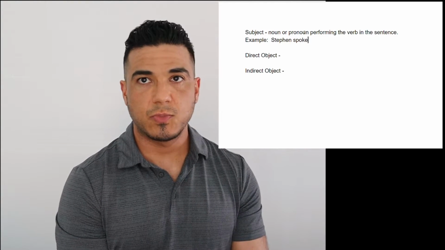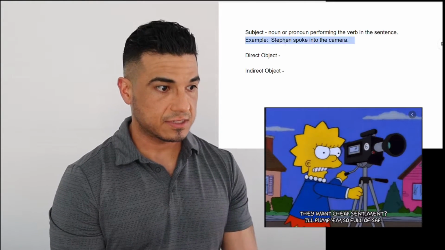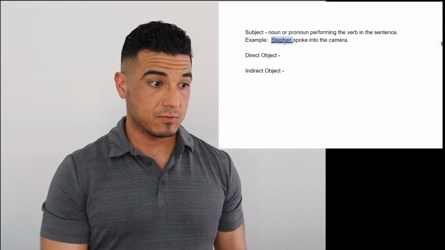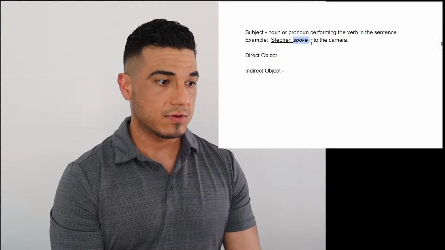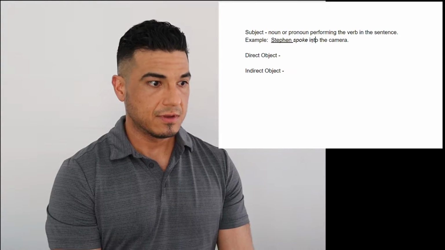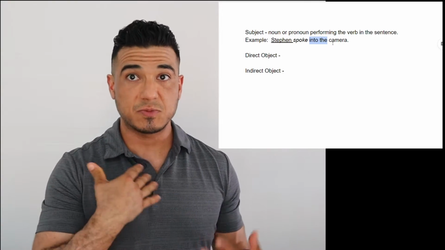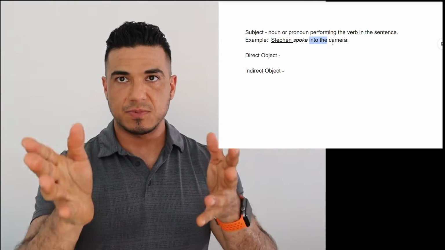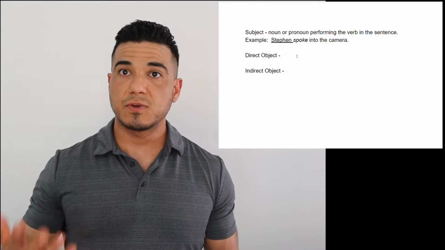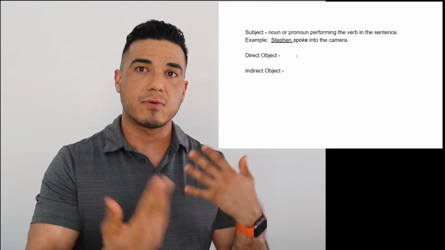Stephen spoke into the camera. Okay, well, here we've got our subject, which is our proper noun in this case, Stephen, myself, right? And what did he do? What's the verb? Oh, he spoke into the camera. So that would be our adverbial phrase citing where I'm speaking, right? So I'm speaking, we know that, but in this case it would be into a camera.